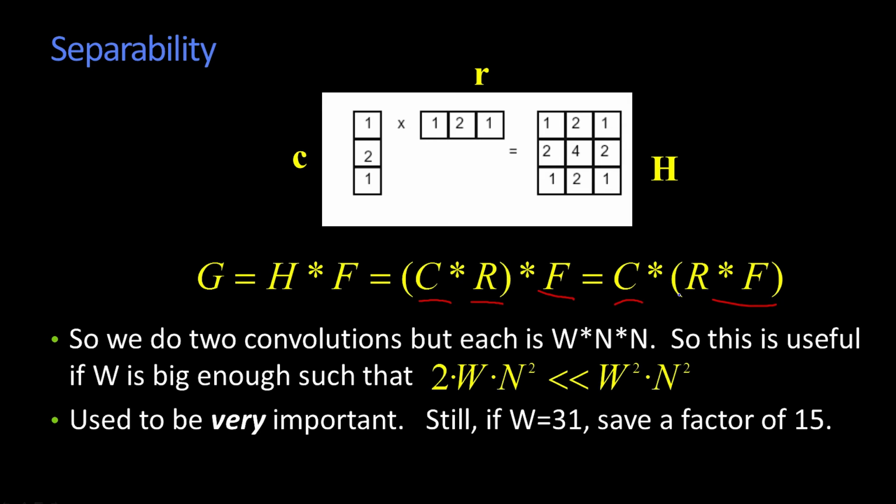And the reason that's better is that I can do two one-dimensional convolutions instead of one squared. So now instead of being w squared n squared, it's 2 times w times n squared. And that used to be very important when computers were not quite as fast, but it's still reasonably important because, for example, if w is, say, 31 by 31, that's a factor of 15 difference. So that's more than an order of magnitude.